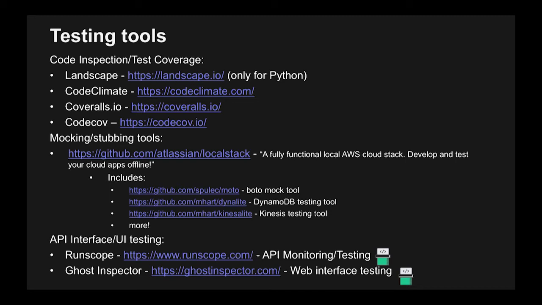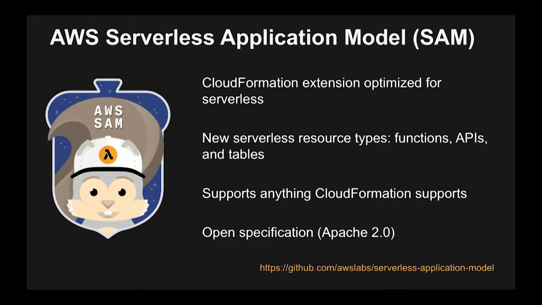And then when it comes, again, down to the bottom here, to end-to-end testing and full service testing, there's tools like RunScope and Ghost Inspector. RunScope can do things like API monitoring and testing, and Ghost Inspector can do web interface testing. So for web-based applications, it's a pretty cool tool. And I mentioned them also primarily because they have integration with CodePipeline. So that kind of covers the initial build and test aspects of the tools that we'll need.